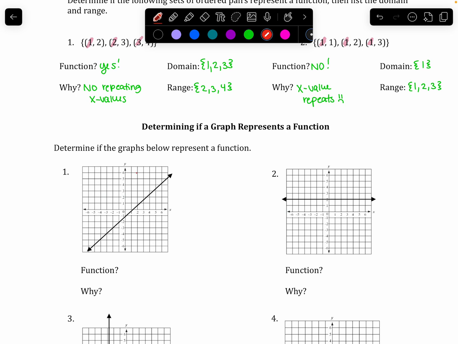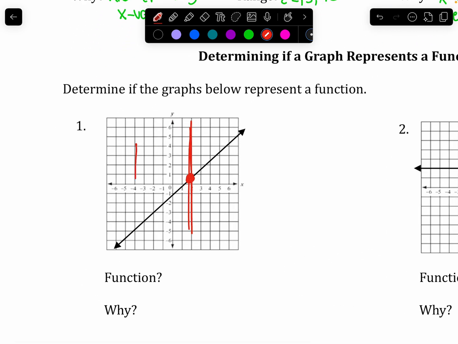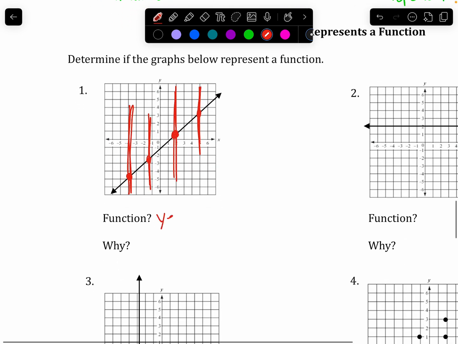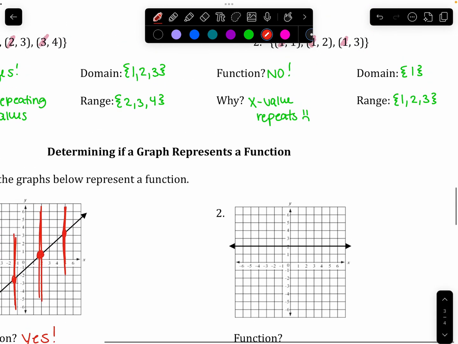So I'm going to take a vertical line and I'm going to place it somewhere on my graph. And notice that your vertical line and your graph only cross once. I could put that vertical line anywhere on my graph, and anywhere I put it, notice that that vertical line will only ever touch your graph one time. So we would say, yes, this is a function. And then we would say that it passes the vertical line test.